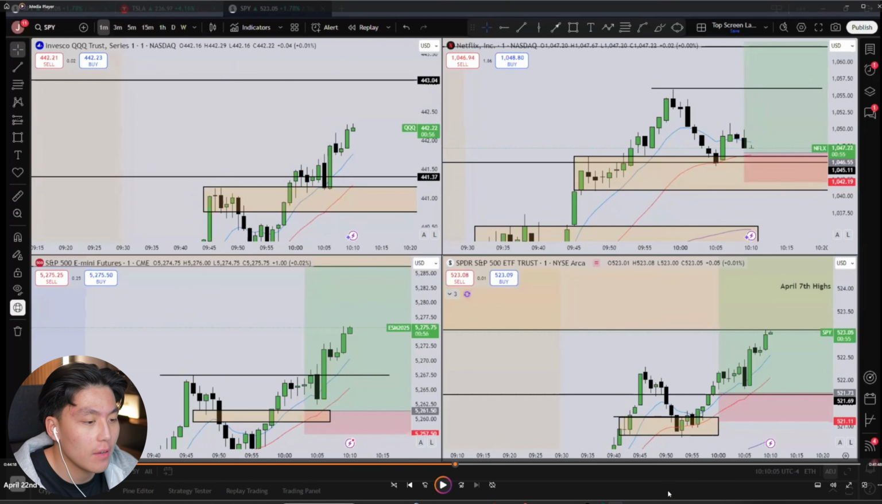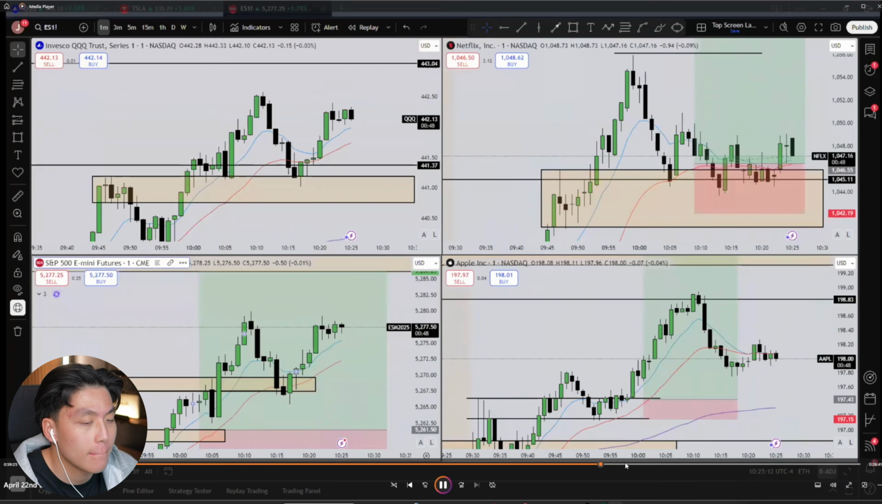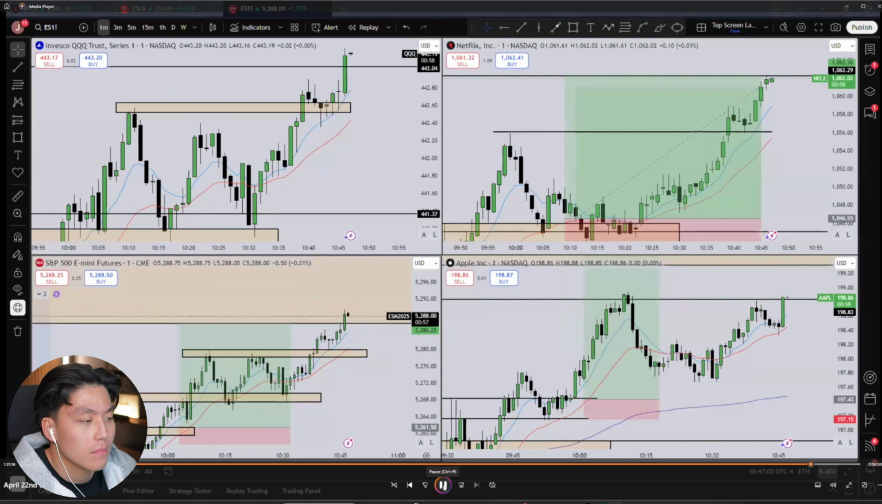For the SPY, you can see nice continuation now, gravitating up towards the 523. Took some more off on that 523. As for Netflix, as long as you maintain above this 1 minute order block, I'm still going to hold my position. Yeah, nice trade. Netflix all-time highs right there. I only have one contract on Netflix. I'm just going to let this ride.